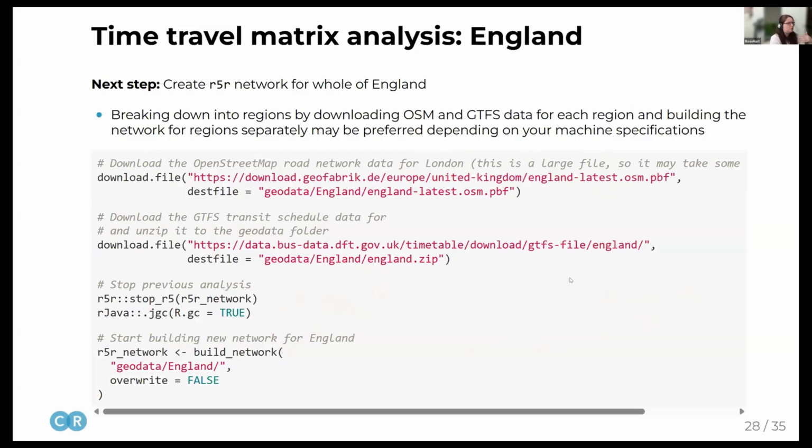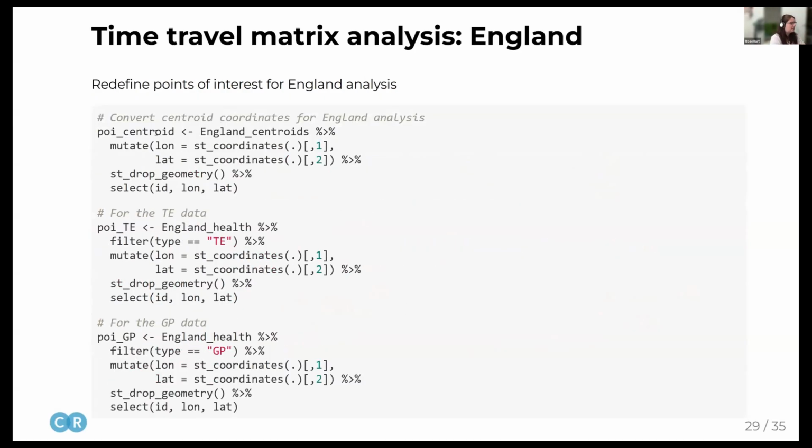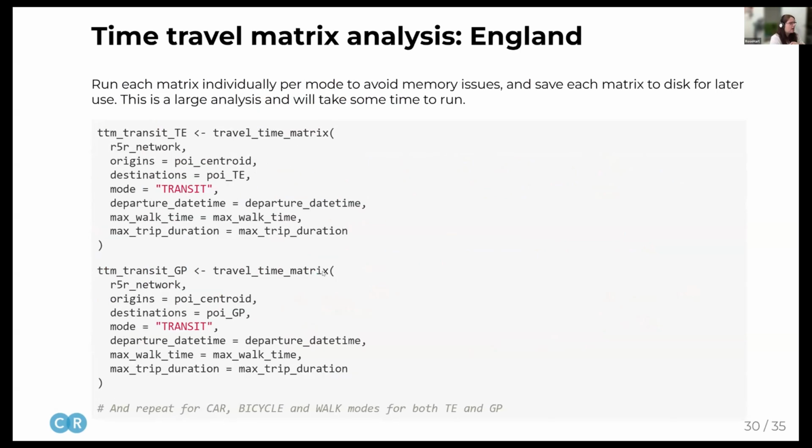Of course, we want to look at what this looks like for England. And it's the same thing. Just take your OSM data, you take your bus data, so we've got the links here. You stop your previous R5R network, empty your Java cache, and make a new one with the full England data. You set your coordinates, just the full England coordinates and not the London ones. Because this gets quite intensive, with a lot of points here, set each of these individually for car, bicycle, walk, both TE and GP.